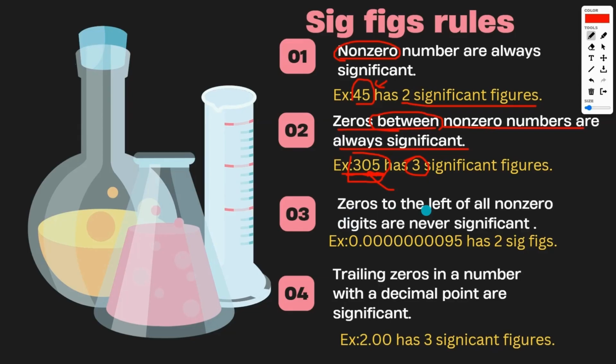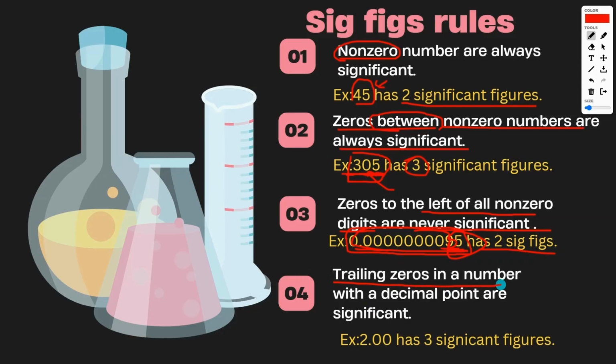Zeros to the left of all non-zero digits are never significant. Here in my example we have a bunch of zeros before 95, but we can see that 95 is at the end, right? So it only has two sig figs because these are all leading zeros.